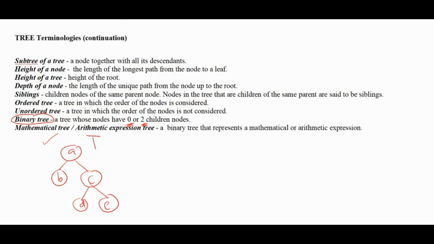Why? Because each node has either 0 or 2 children nodes. For A, we have here 2 children nodes, B and C. B has 0 children nodes. C has D and E as children nodes, so 2 children nodes. D has 0 and E has 0 children. So as you can see, each node in the tree has either 0 or 2 children nodes, which is of course true in this case. Therefore, we say that this is a binary tree. Now, there are some other varieties of binary tree which we're going to talk about later.